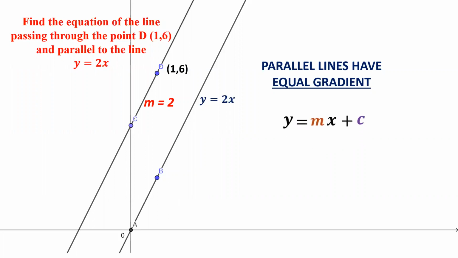We know that y is equal to mx plus c is the equation of the line. We can use the gradient and the coordinates of point D to find the value of c. In this case, 6 is equal to 2 multiplied by 1 plus c, where c is equal to 4. Therefore, the equation of the line becomes y is equal to 2x plus 4.